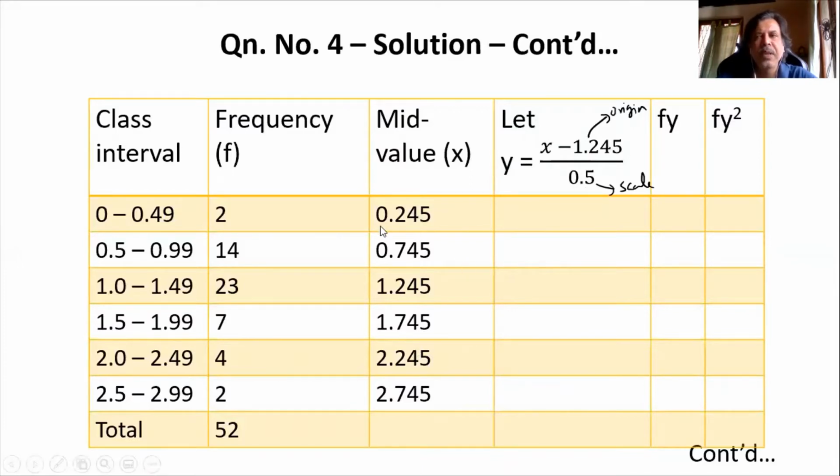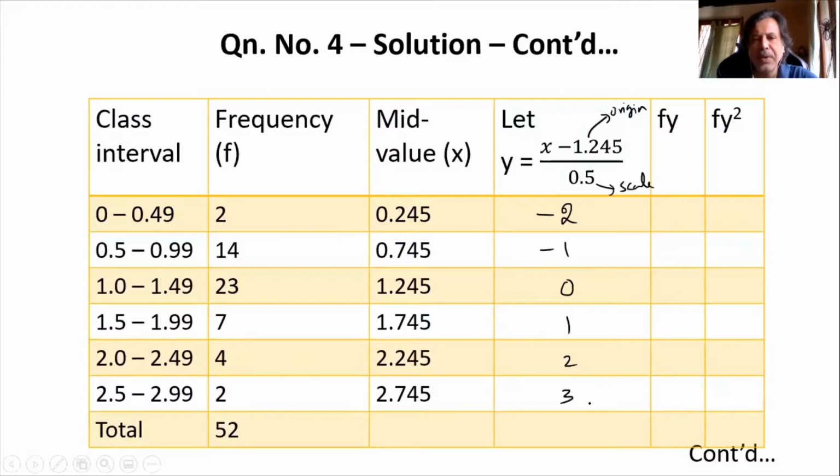Now, first one, 0.245 minus 1.245. If I subtract it, you will get negative 1. Negative 1 divided by 0.5, that will lead to minus 2. The first value will be minus 2. Likewise, you do it for the rest. 0.745 minus 1.245, you will get minus 0.5. Minus 0.5 divided by 0.5, you will get minus 1. Likewise, the other values 0, 1, 2, 3.